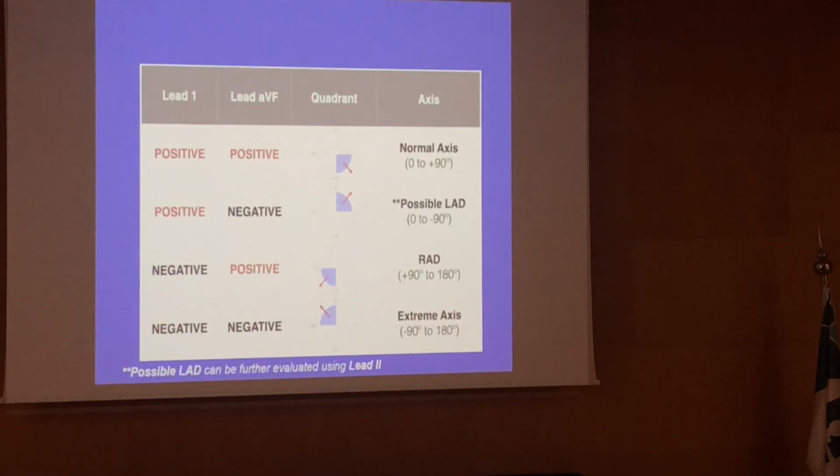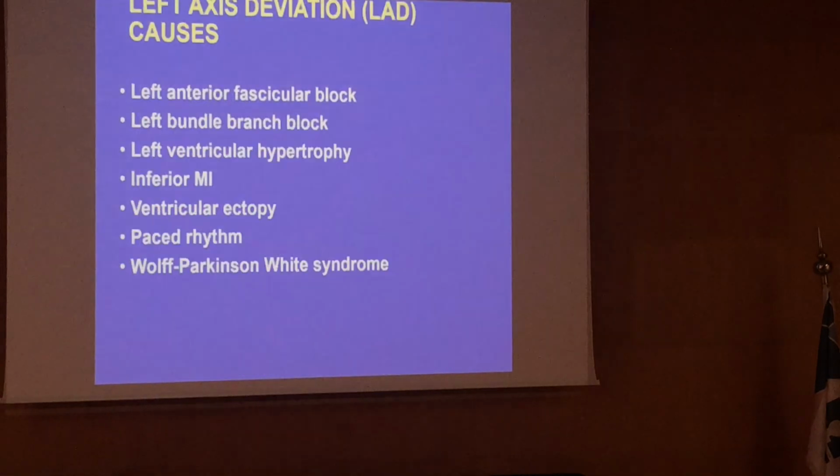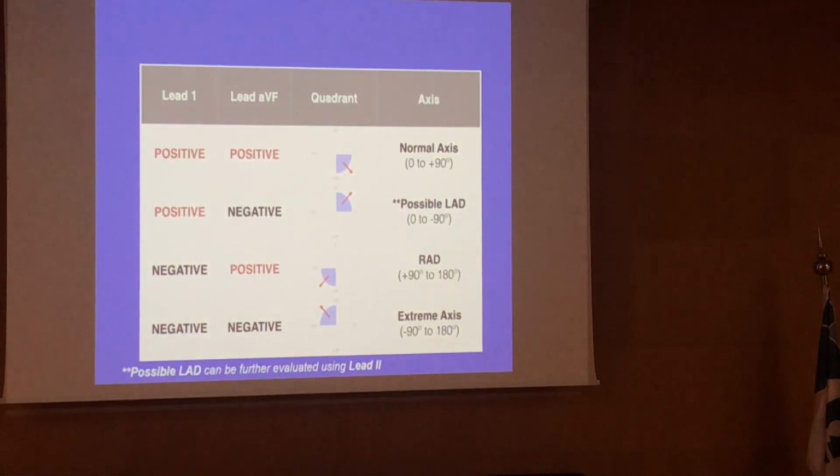Now, what can cause... this is actually the same explanation, so I will just skip that one. What can cause left axis deviation? Why are we interested in knowing axis deviation? Because it can tell you there may be some abnormality. So when the axis shifts to the left, for example, left ventricular hypertrophy. If the left ventricle is hypertrophied, the vector will shift to the left, of course, because there is more mass on the left side and more activity going to the left side. So left ventricular hypertrophy is an example.